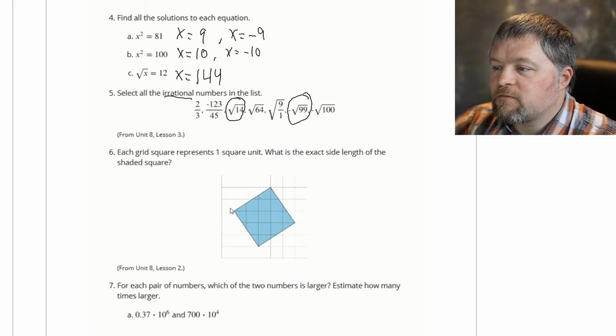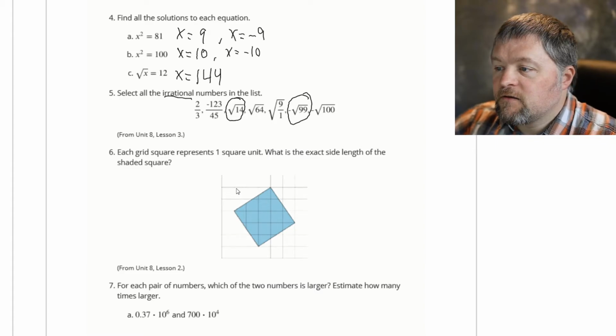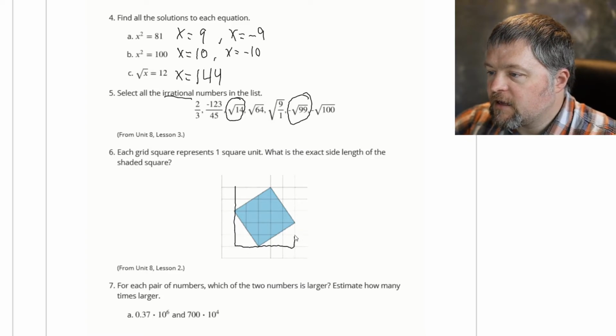Okay, our next problem here. Each grid square represents 1 square unit. What is the exact side length of the shaded square? So if we want to find the exact side length, first we can find the area by enclosing it.